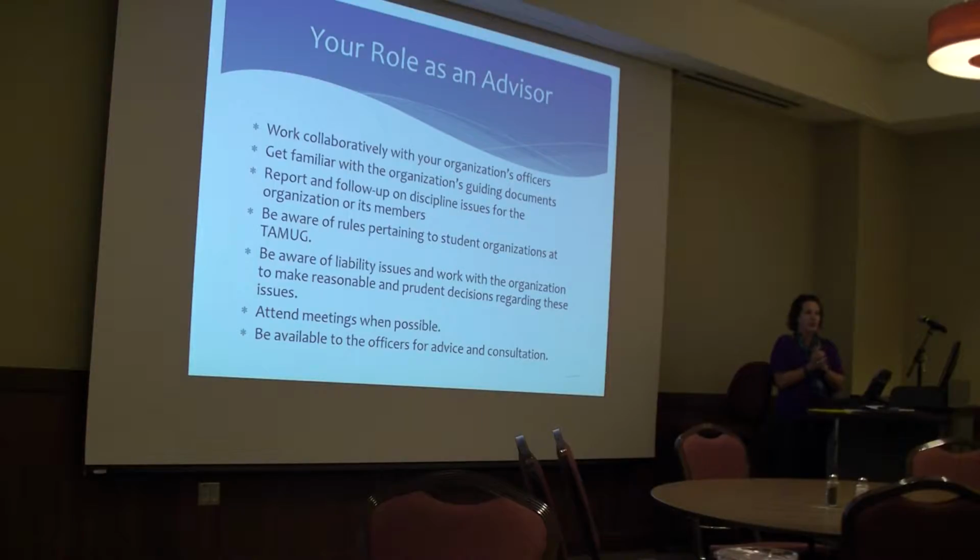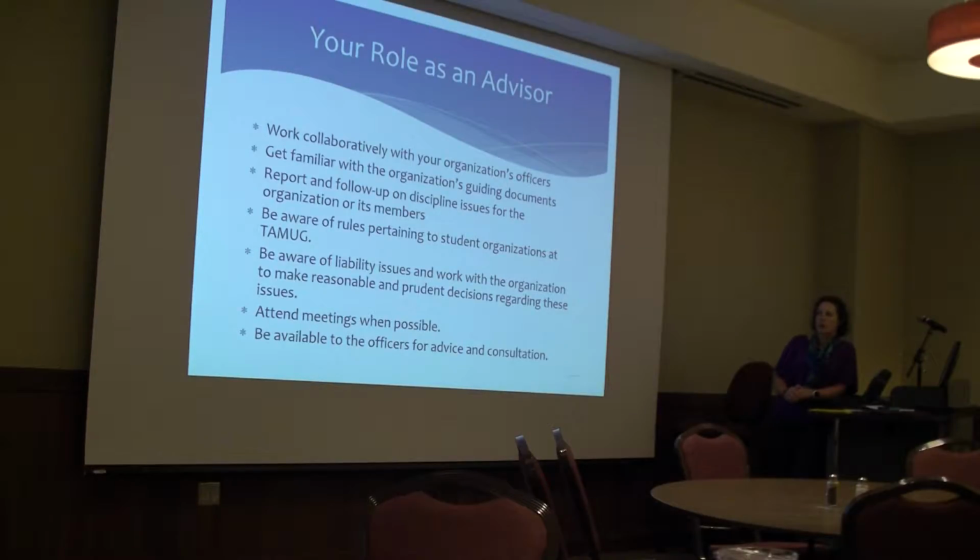So if you're looking at this going, ooh, I've never actually seen what they're supposed to be doing, we can definitely get you a copy. Hopefully they can also give you a copy, because if they're working without one, that's another problem. If you find any discipline issues, things that the organization is doing, you definitely want to look into those, report those to our office, and follow up. If you see your group going down the wrong path, follow up on that, talk to them about it, and let us know as well.